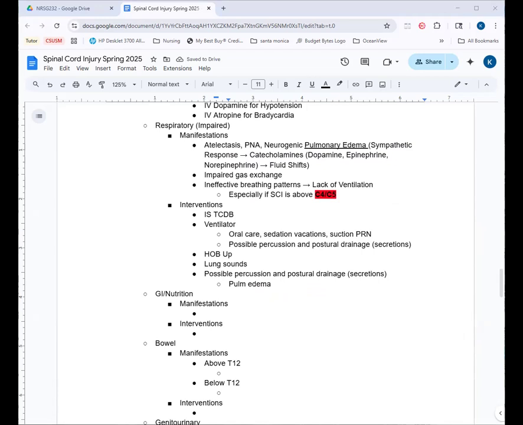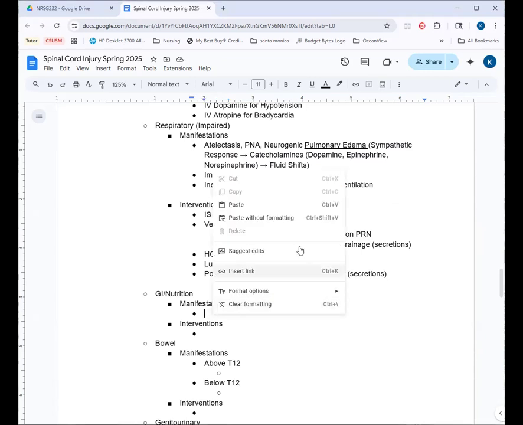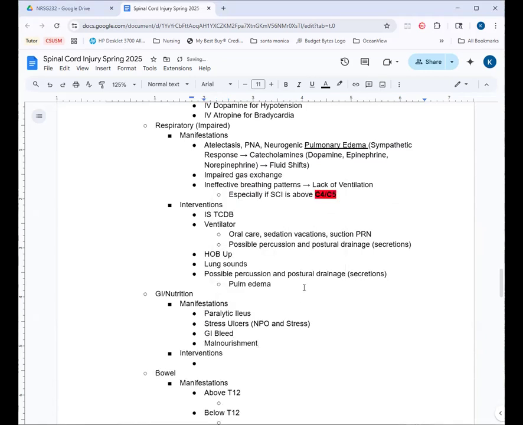Okay. Moving into GI and nutrition. This one's not too big of a thing, if I'm honest, so I'm just going to talk about it. One of the things you can have is paralytic ileus, because, I mean, it makes sense. Depending on your level of injury, you could have some kind of paralysis of it. Stress ulcers: if they're NPO and they're experiencing a lot of stress, I would be stressing out too if I was in a hospital. So they can also have GI bleed from stress ulcers, and listen to bowel sounds.